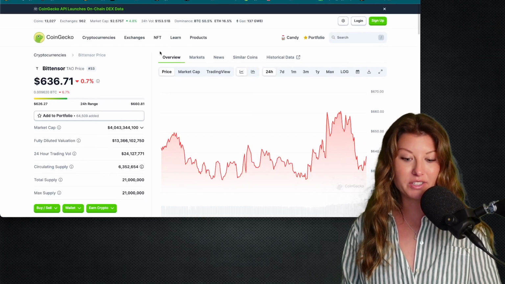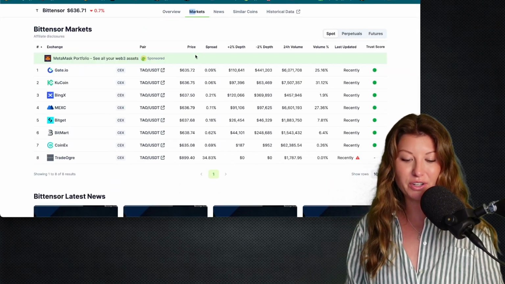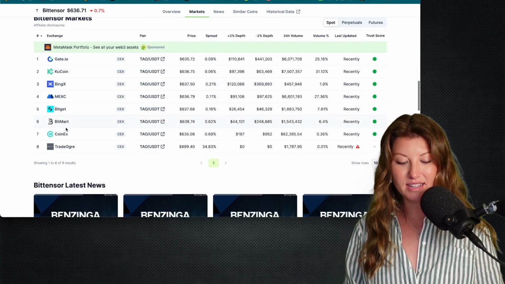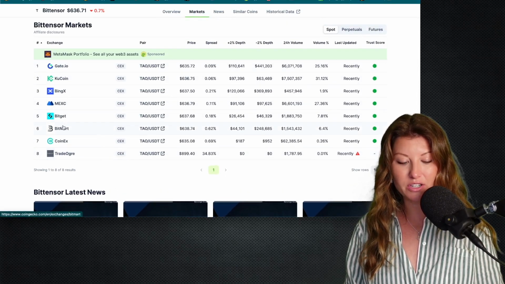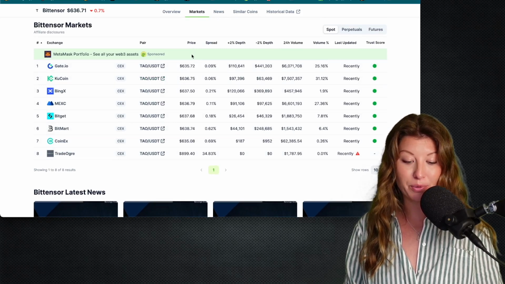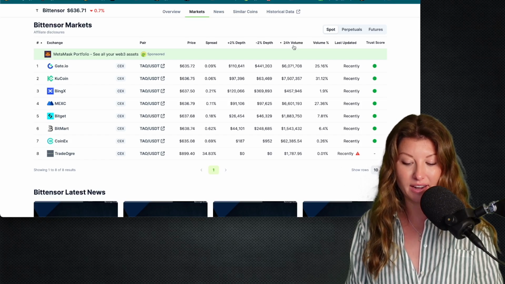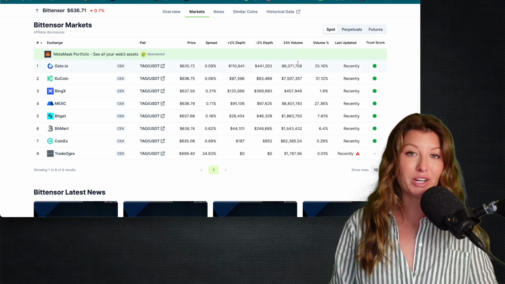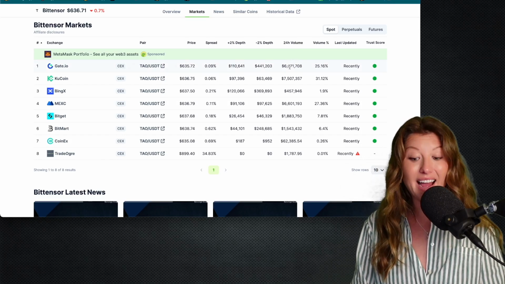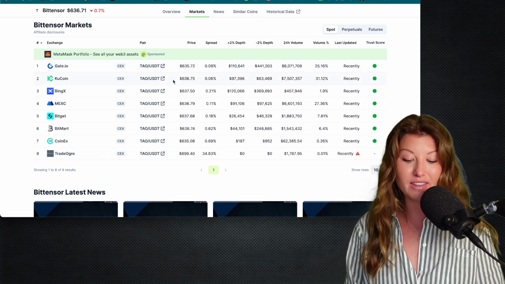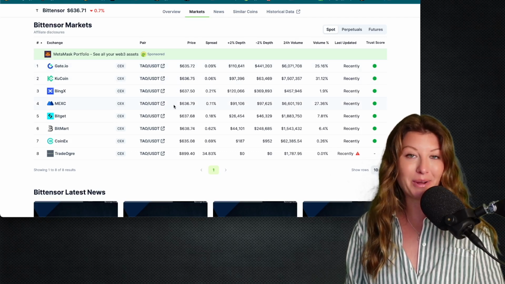Additionally, let's say you want to know how to buy BitTensor. You can go to the markets tab, and here is the list of all of the cryptocurrency exchanges that currently list TAO, as well as the price and the volume of the coin and the trading volume happening on those. So depending on the size of your trade, you're probably going to look for the exchange that has the highest 24-hour trading volume, and additionally the best price that you want to be paying for it.